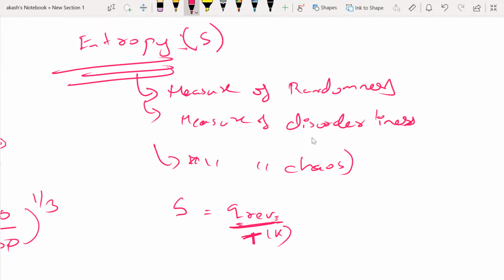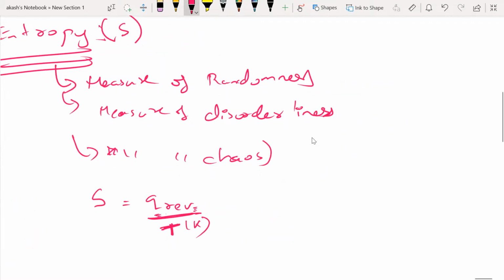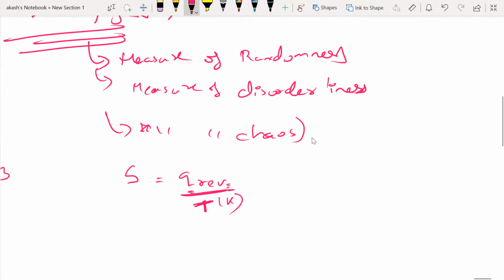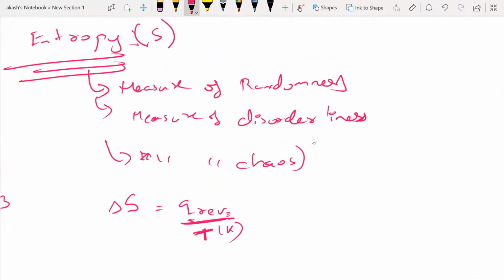Now you can understand it like this. Actually, this is not S, this is delta S. We will not be able to find absolute entropy. So people, please understand that you will not be able to measure the absolute entropy, that is the absolute S value, because it doesn't make sense at all. How do you say this much is the randomness?